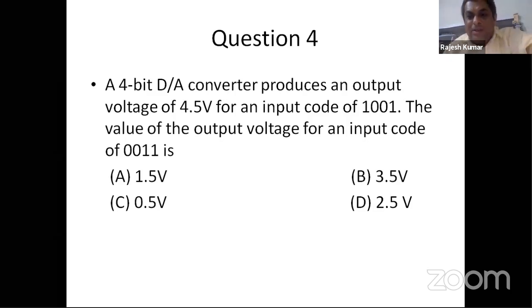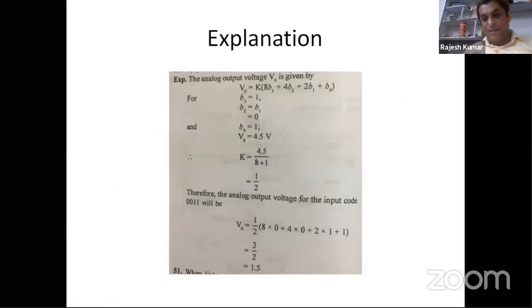Right now we have a numerical that says a 4-bit DA converter produces an output of 4.5 volt for an input code of 1001. The value of output voltage for an input code of 0011 is asked. This question is based on the binary weighted resistor type. The first bit is called MSB, the most significant bit, and the last is called LSB, the least significant bit. The output voltage is taken as 4.5 volt. How will you find it? You have to use this formula. The output is given for a binary weighted resistor type.